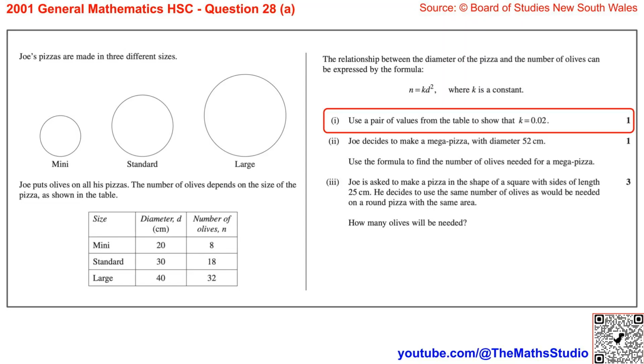Question 28. Part A. Joe's pizzas are made in 3 different sizes: mini, standard, large. Joe puts olives on all his pizzas. The number of olives depends on the size of the pizza as shown in the table. The relationship between the diameter of the pizza and the number of olives can be expressed by the formula n equals k times d squared, where k is a constant. Part 1. Use a pair of values from the table to show that k equals 0.02.